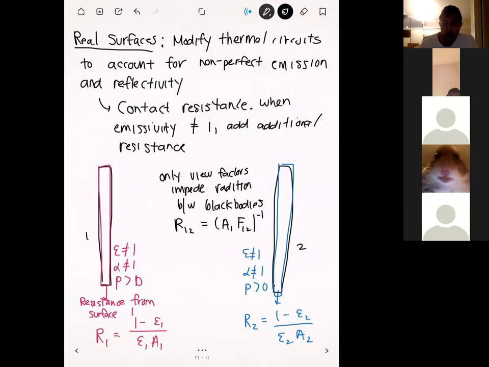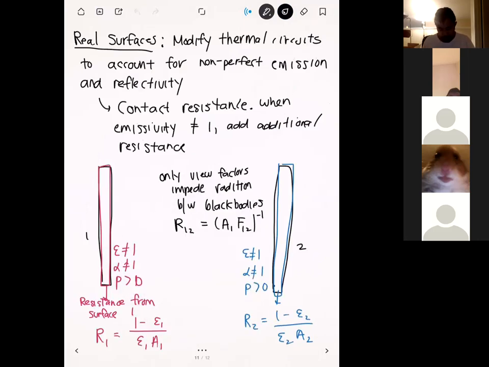Okay. And so let's draw our new circuit that accounts for these 2 new resistances here. Wait, Professor, can you go back really quickly? Sure. Like 2 seconds. Okay, you're good. Sorry, thank you.